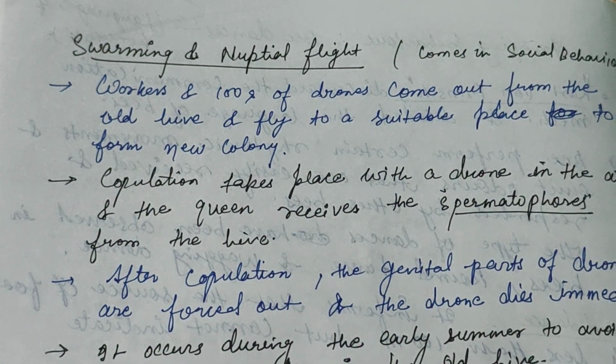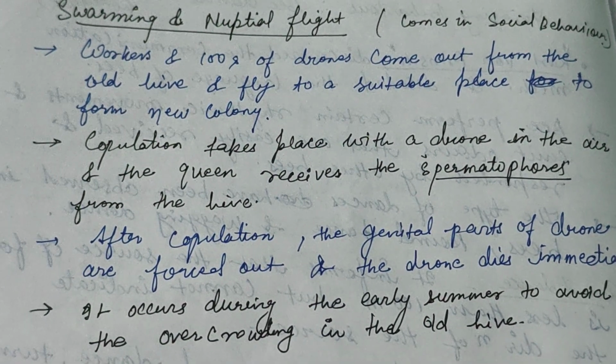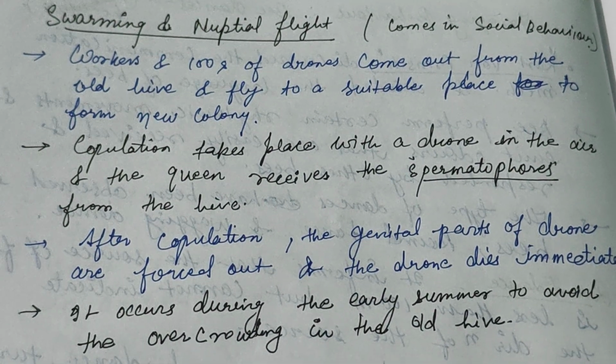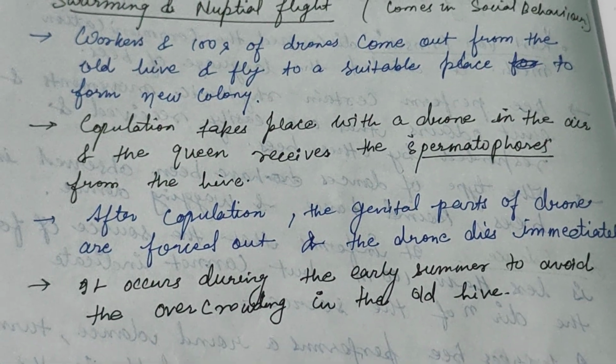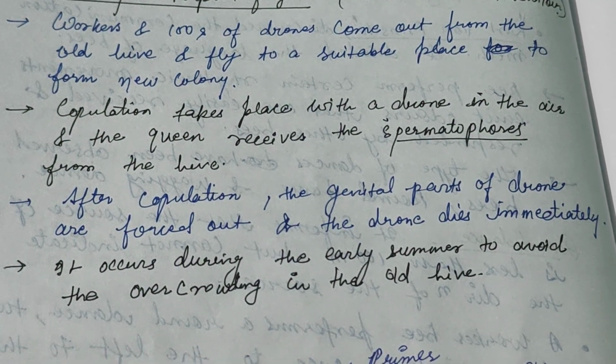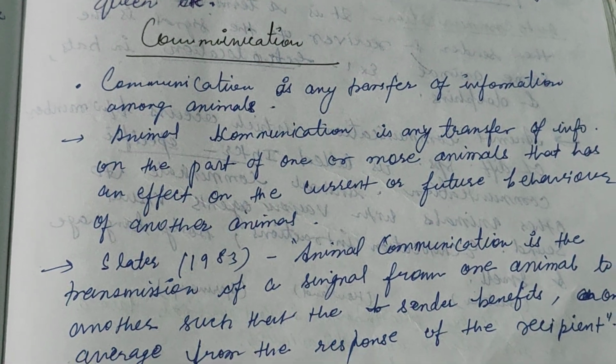Here are other terms: swarming and the nuptial flight. Swarming is when hundreds of workers and drones come out from the old hive and fly to a suitable place. The nuptial flight is related to copulation, which is done in the air. So that is all about social behavior in insects and their types.